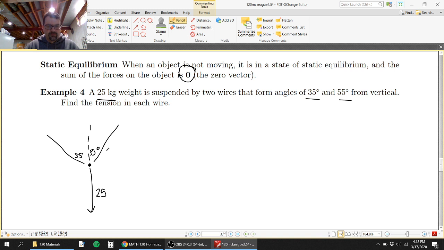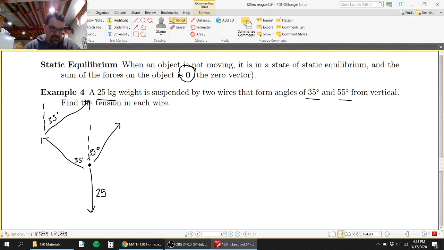And the point is, this weight is not moving. So these two forces have to add up and cancel out the force of gravity. So if I were to take this one and copy it over here, so that our 35-degree angle is right here, we basically get a triangle, right? A vertical side and these two sides. So that looks ultimately like this.